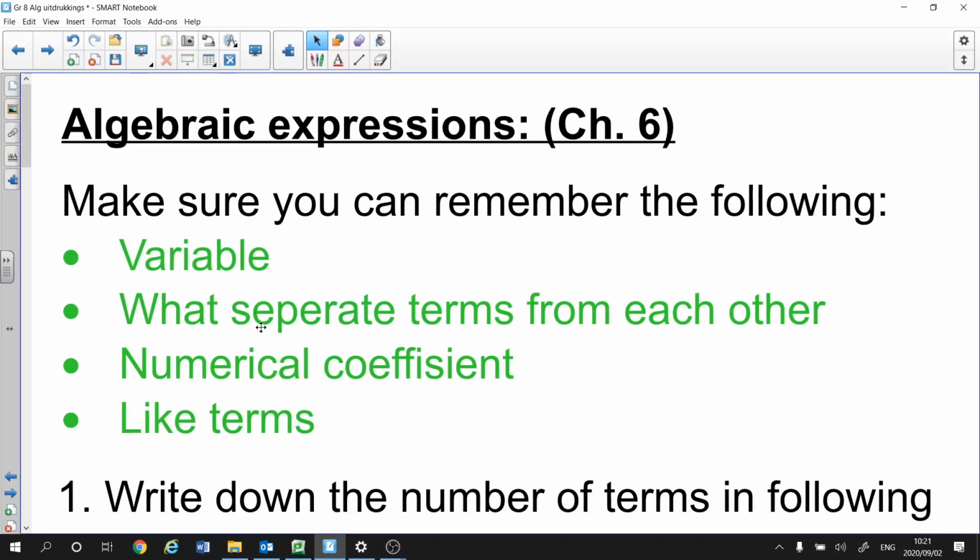Hello boys, today we're just going to recap on algebraic expressions quickly on chapter 6 and chapter 8. Before we carry on, I just want to recap that you make sure that you can remember the following.